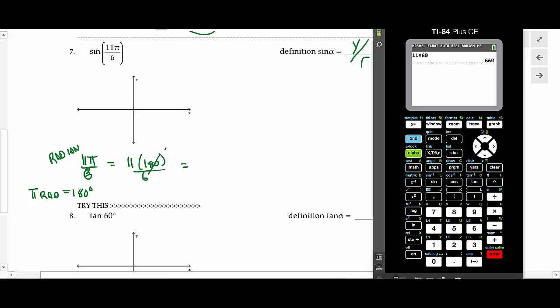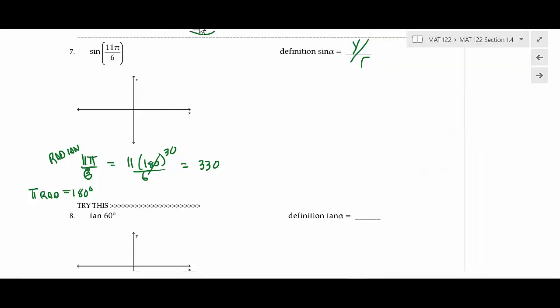So 180 over 6 is 30, and then 11 times 30 is 330 degrees. Let me just double check that. So 11 times 30 should be 330 degrees. Okay, so we have that. Now let's sketch out 330 degrees.